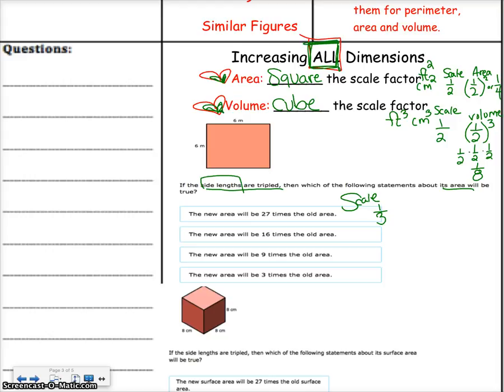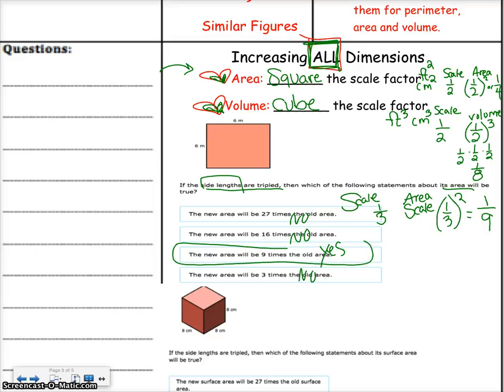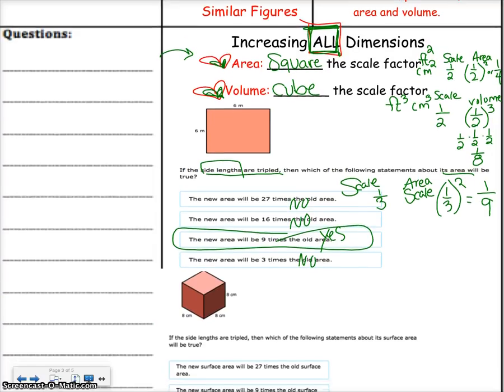And area, you can check back up here, is a square dimension, so I need to do a square scale factor. So my area scale is 1/3 squared, which is 1/3 times 1/3, which is 1/9. And then analyze it. The new area is 27 times the old. Nope. The new is 16 times the old. Nope. The new is 9 times the old. Yes. The new is 3 times the old. No. So it's definitely that third answer choice.